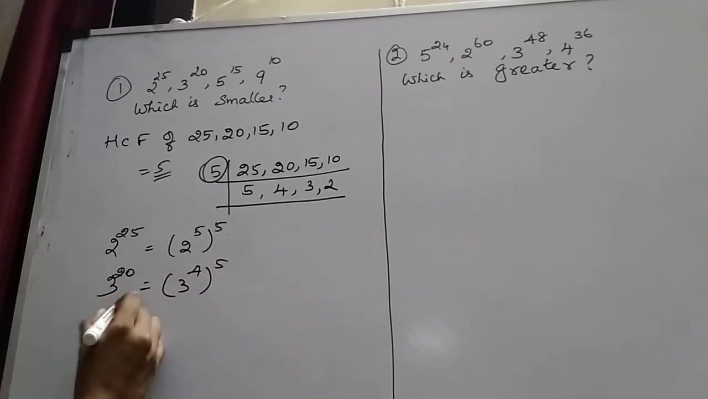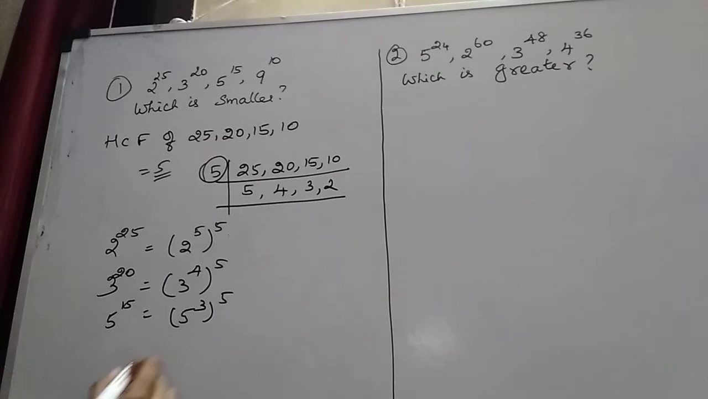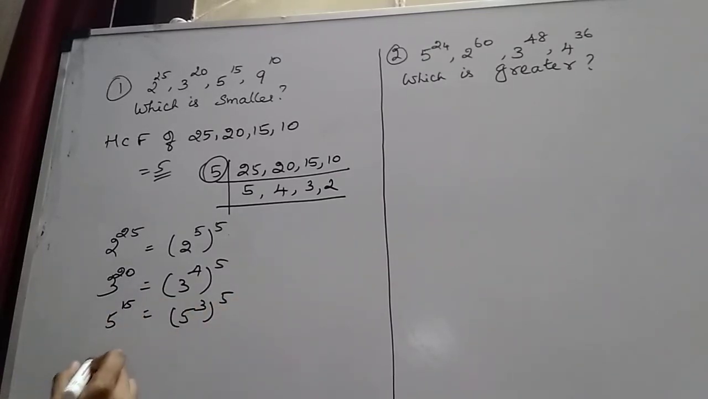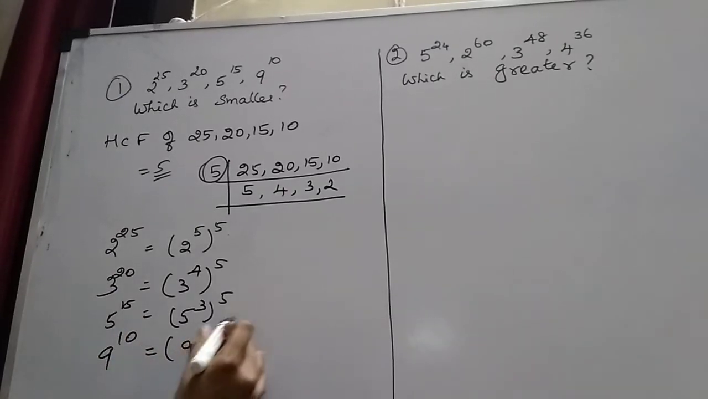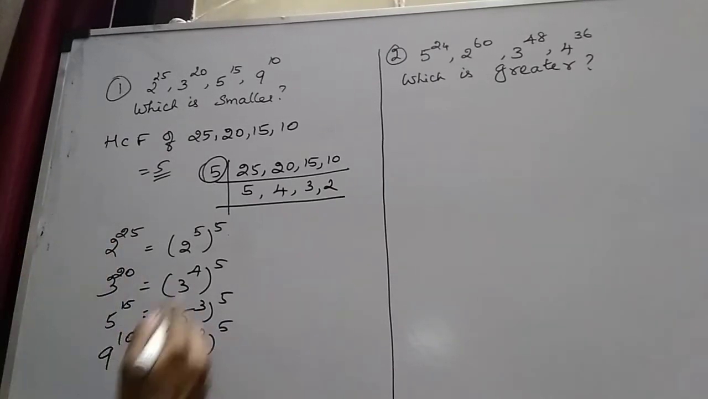So all the powers are written in terms of power 5. Now 15 goes 3 times, so write 3 inside and 5 outside. Next, 9 power 10 is 9 raised to the power of 5, since 5 goes 2 times into 10. Okay, now replace all of these.